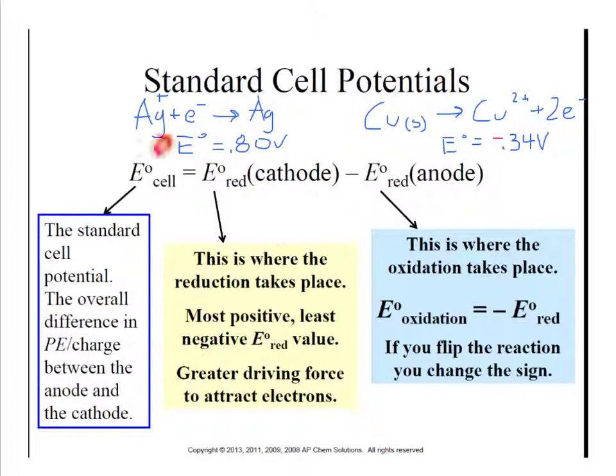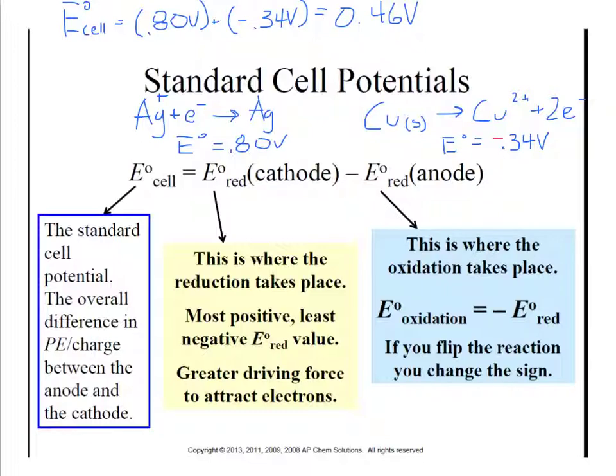And then silver's reduction potential was 0.80. So the cell potential, the amount of voltage that would be generated by that cell that we drew out, as long as it was at 25 degrees Celsius and both of the solutions were 1 molar, would be 0.80 plus negative 0.34. So that means the volts generated by that particular cell is going to be 0.46 volts.